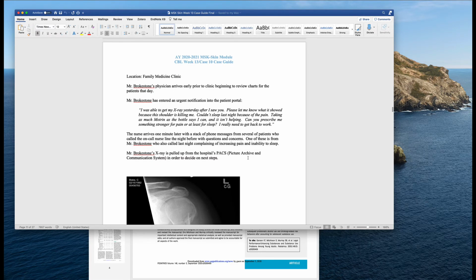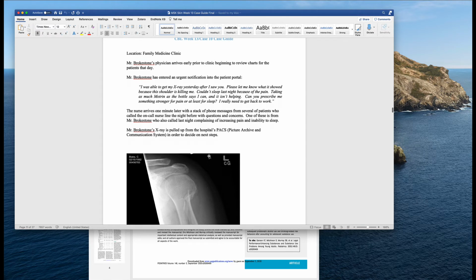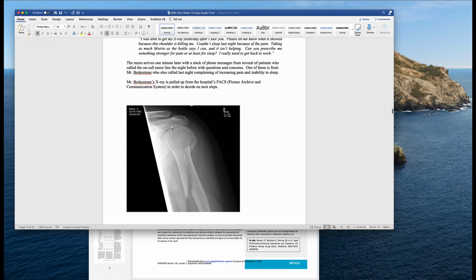And this physician is then overwhelmed with a bunch of phone messages and says that one of those messages is also from Mr. Brokestone, who's having increasing pain and inability to sleep. So his x-ray is pulled up, and this is what we find.